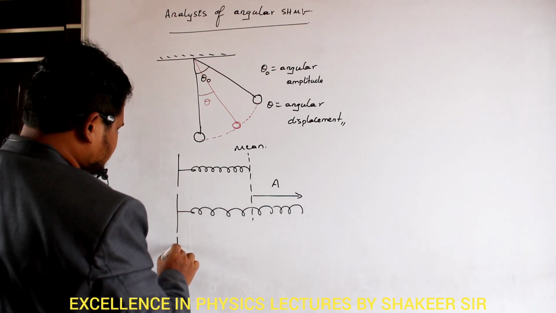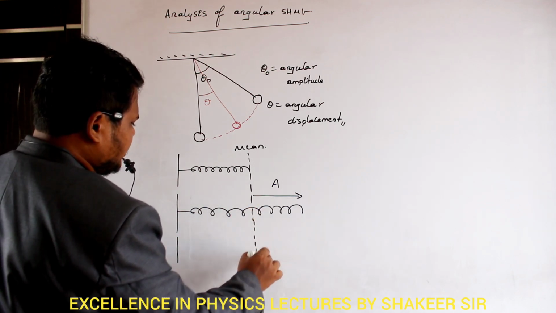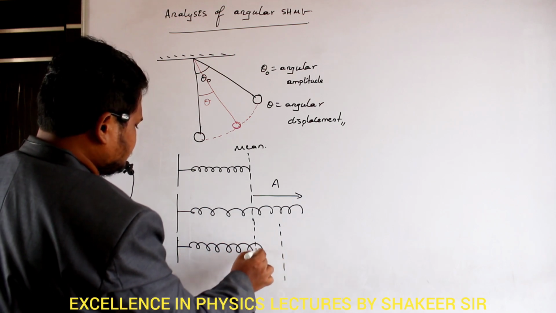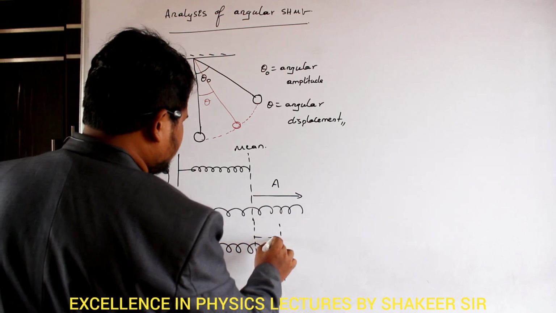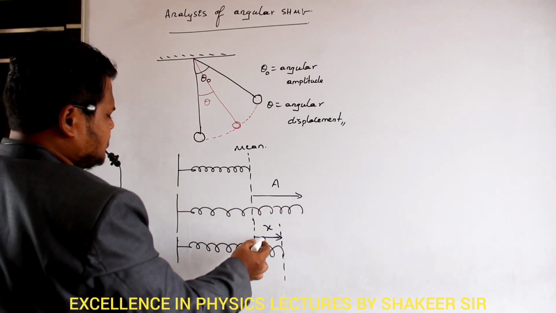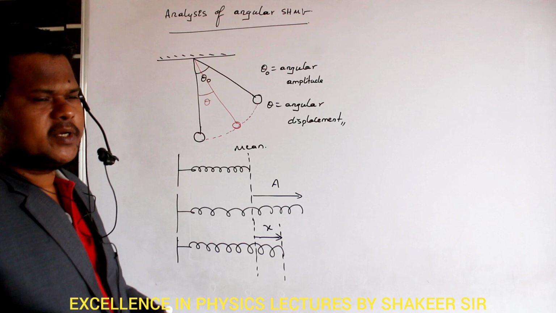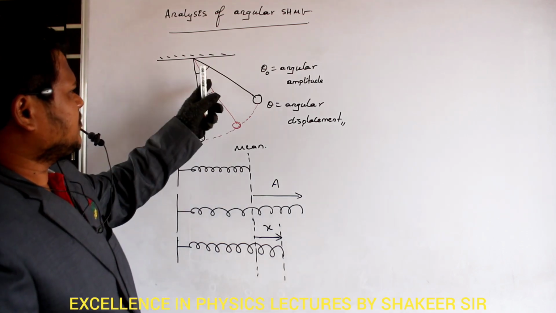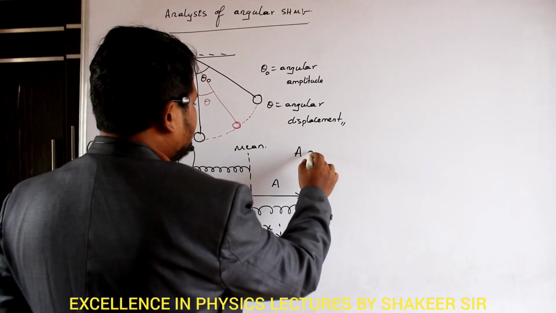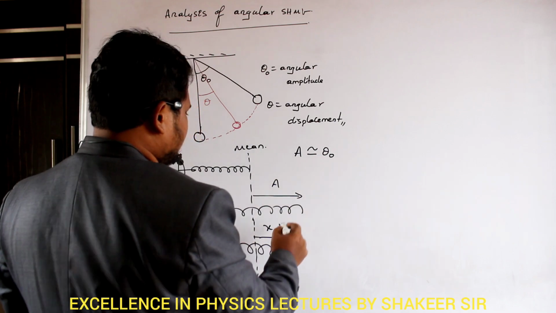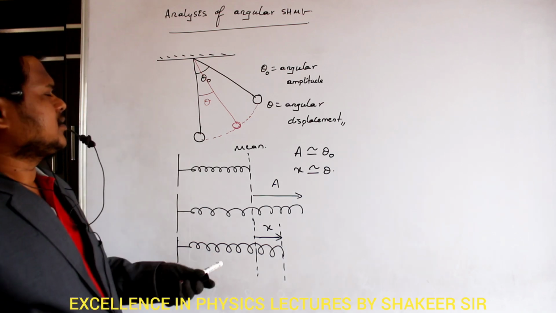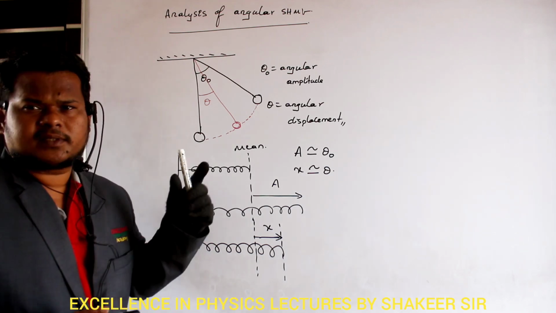After some time, this spring will reach a displacement of x. It means the spring has reached this position, at a displacement of x from the mean position. So here A is called the amplitude, and x is called the displacement of the spring from the mean position. Therefore A can be compared with theta naught, and x can be compared with theta. Up to here we have tried to understand how we are comparing this angular SHM with linear SHM.